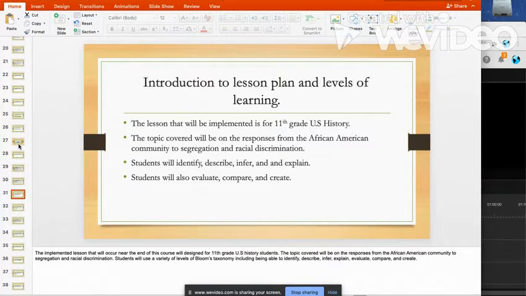The implemented lesson that will occur near the end of the course will be designed for 11th grade U.S. history students. The topic covered will be on the responses from the African American community to segregation and racial discrimination. Students will use a variety of levels of Bloom's taxonomy, including being able to identify, describe, infer, explain, evaluate, compare, and create.